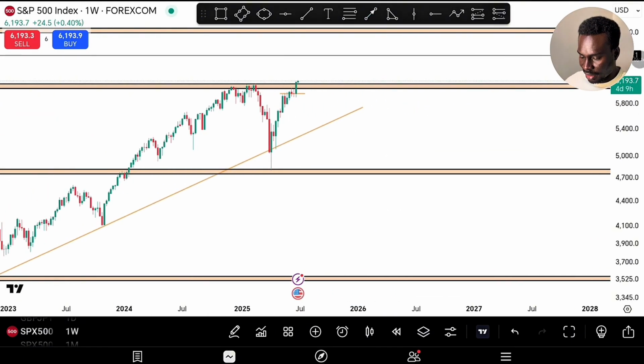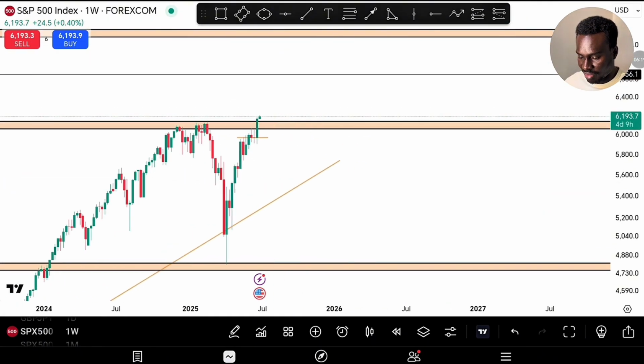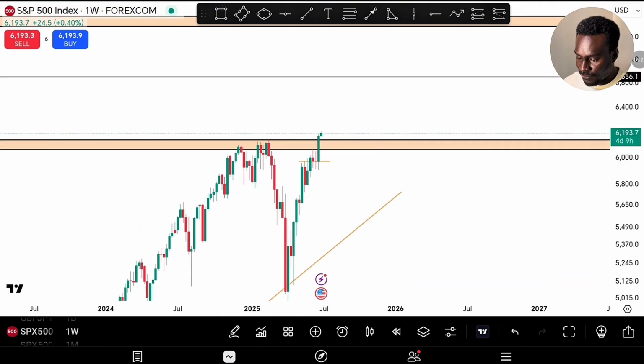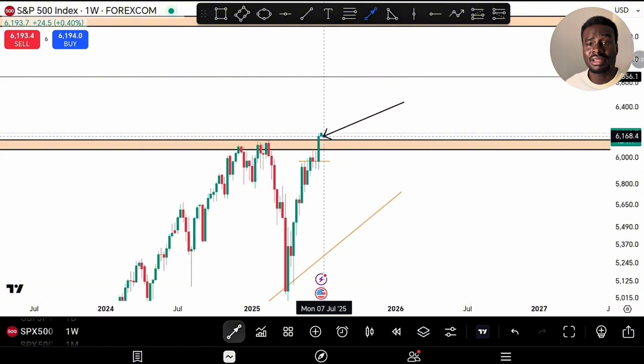Now if you look here, you will see clearly that this is the weekly time frame for the S&P 500. We've had a full weekly bullish candle close above this monthly zone. So what does that mean? It means the S&P 500 is going to keep rising. I mean, it doesn't say more than that.